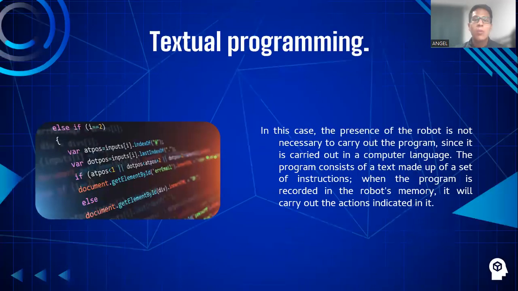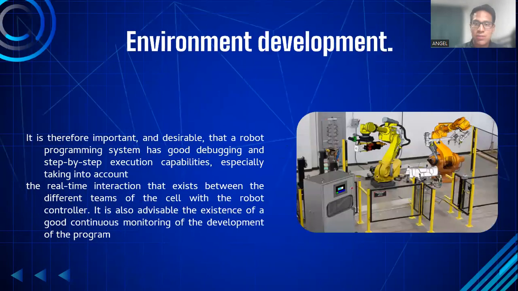environment. Then we have textual programming. In this case, we don't need to have the robot. The program consists of a text, as you can see in the image, made up of a set of instructions. When the program is recorded in the robot's memory, it will carry out the action indicated in it. This type of programming allows more complex operations to be carried out with a higher degree of precision. In addition, it has the advantage that it's possible to establish relationships between the robot and its environment.